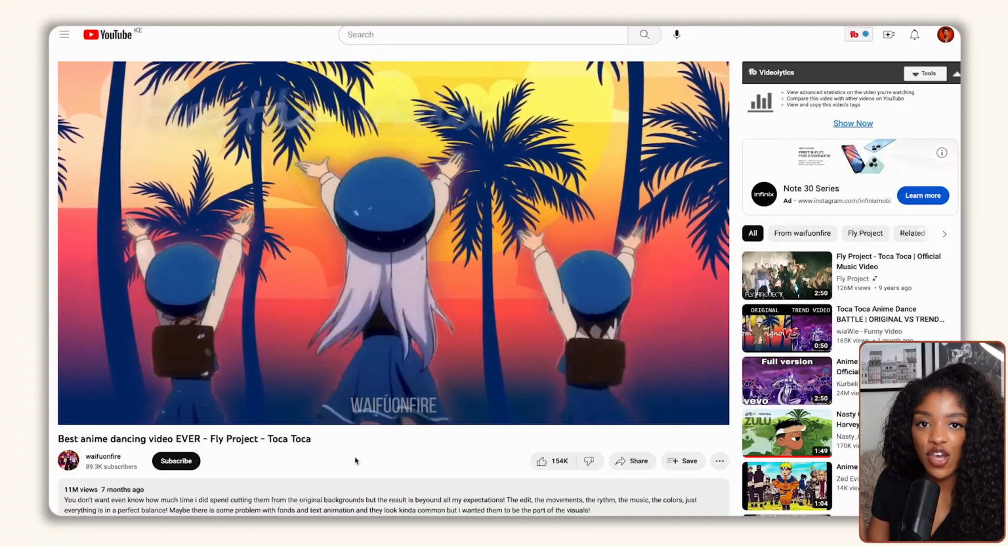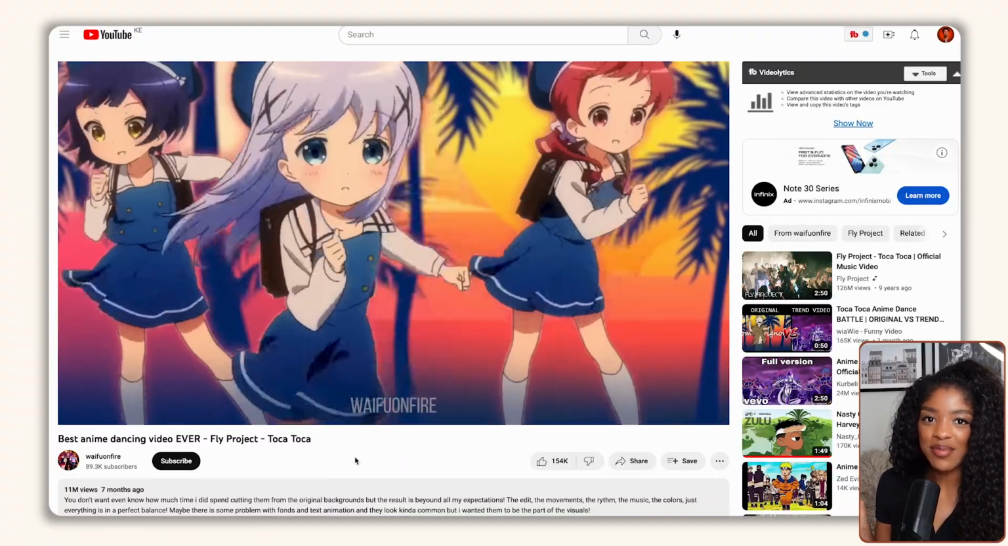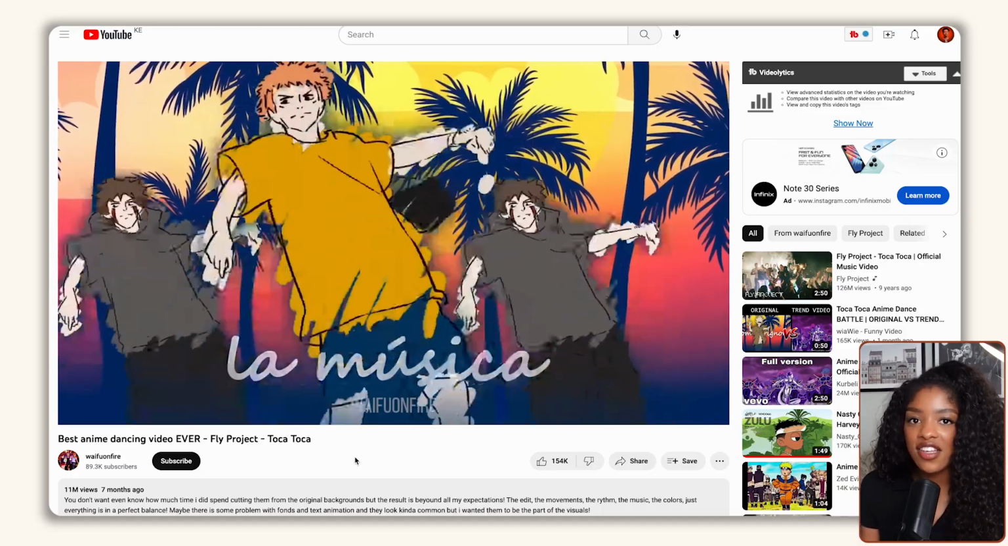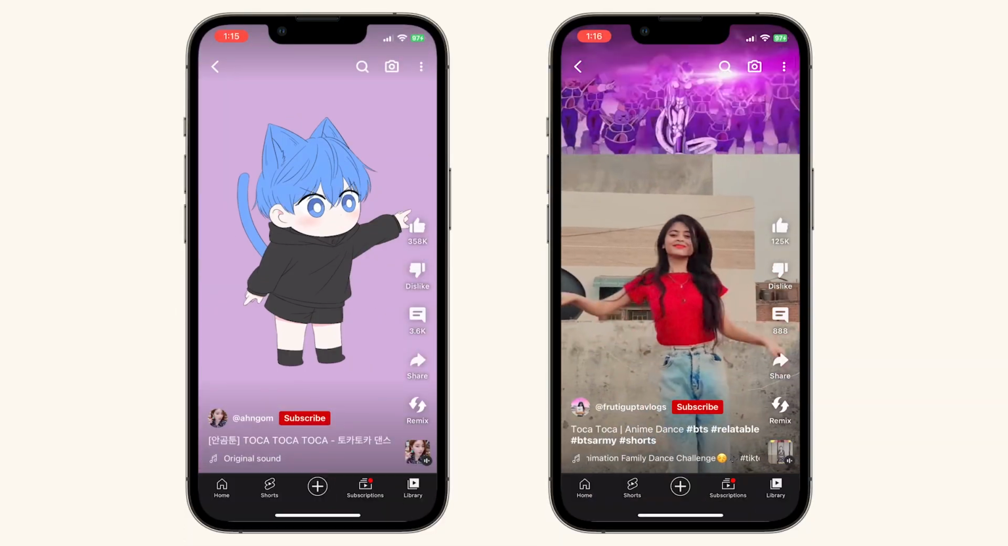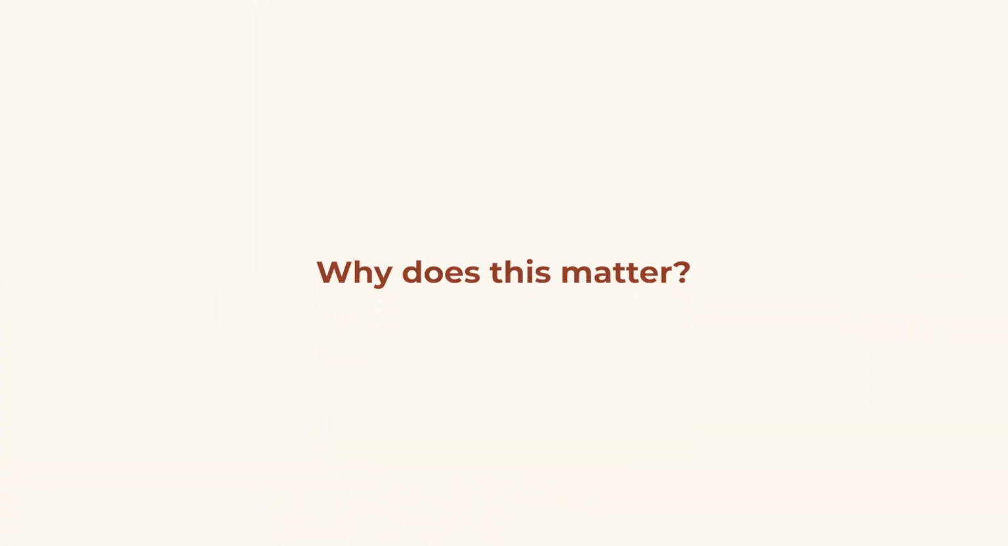An example of anime's worldwide influence can be seen in the Toka Toka dance trend. I don't know if you guys have seen it before, but essentially this trend originated in Japan, but then quickly saw recreations in locations like India and Korea. So it's time for my favorite question. Why does this matter? What does this mean for us as creators?